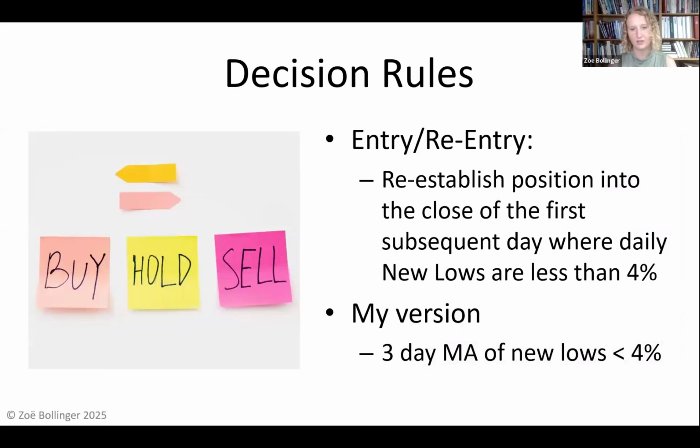Per the paper, the re-entry approach, or turn off your hedge or exit your short, depending how you're running it, is the first subsequent day where new lows are less than 4%. I'm doing the same thing on the flip side. Let's see the 3-day moving average dry up, and at that point, we can hop back in.